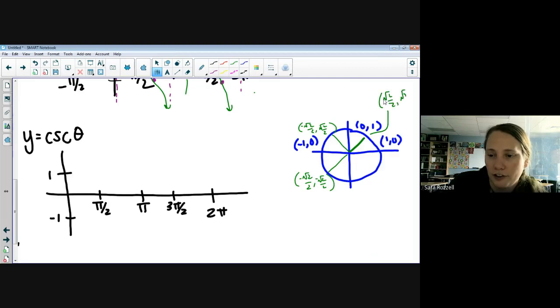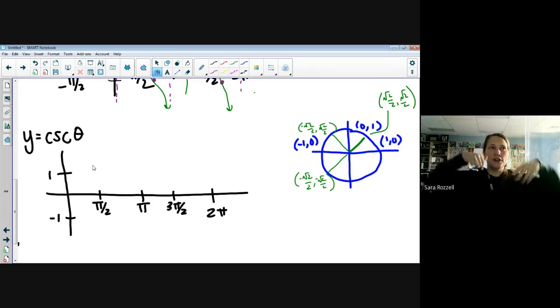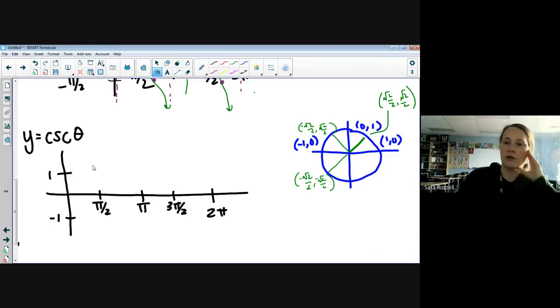We don't need these, but I'll fill it in anyway. Okay. So cosecant is what flipped over? Sine. It's sine flipped over. So once you know what sine is, flip it, and you're going to get your cosecant value. Okay? So we're going to do the same thing. We're going to do the quadrants.